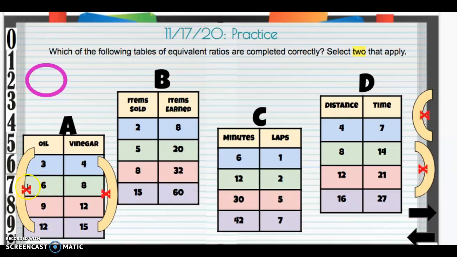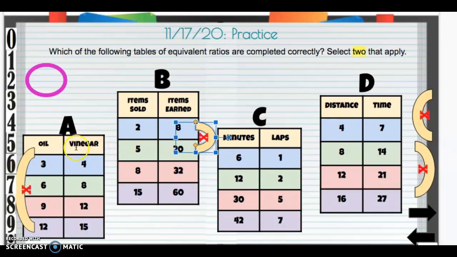And since I had to do 3 times 4 and I would have to do 4 times 4, that can't give me 15. 4 times 4 is not 15. So A is wrong. So I will not be circling A. So let's go to B. Let's figure out our pattern here.